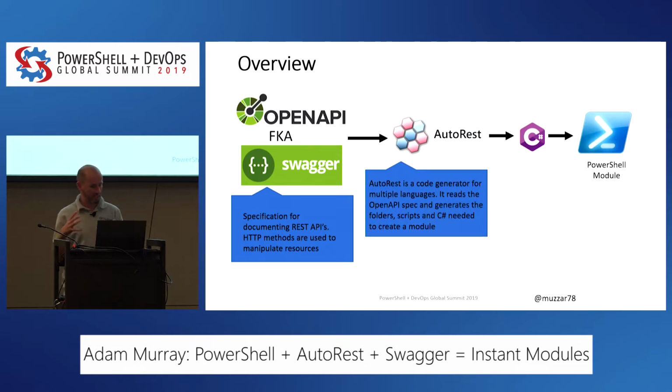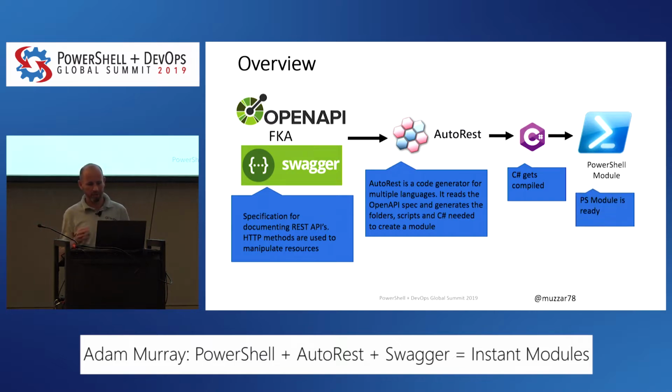So AutoRest itself is the code generator. It reads that spec. That spec doesn't have to touch the actual website or the API at all. It just needs that document that's defining what that API looks like. It can generate, as I said, for multiple languages, and it creates a whole series of folders, scripts, C#, and we'll see that shortly. The C# gets compiled, and finally we have our PowerShell module that we can then use.